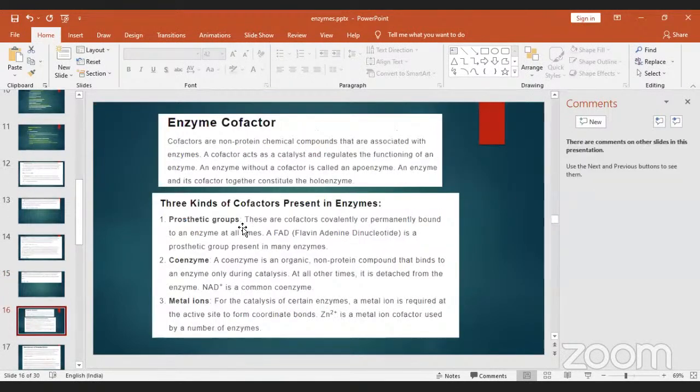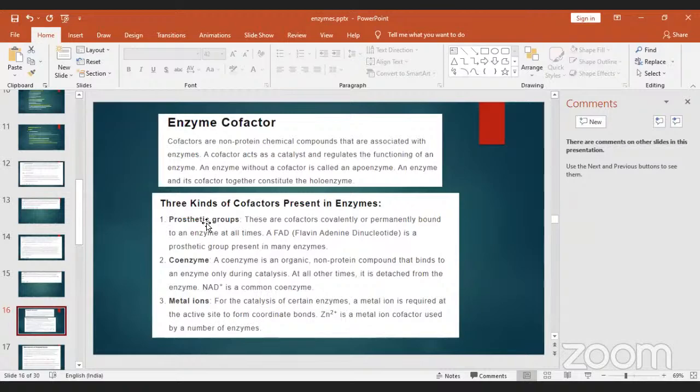Next, cofactors. There are 3 kinds of cofactors present in enzymes. What are the 3 cofactors? It is important: prosthetic groups, coenzymes, and metal ions. What components are present in cofactor? It is an important question.